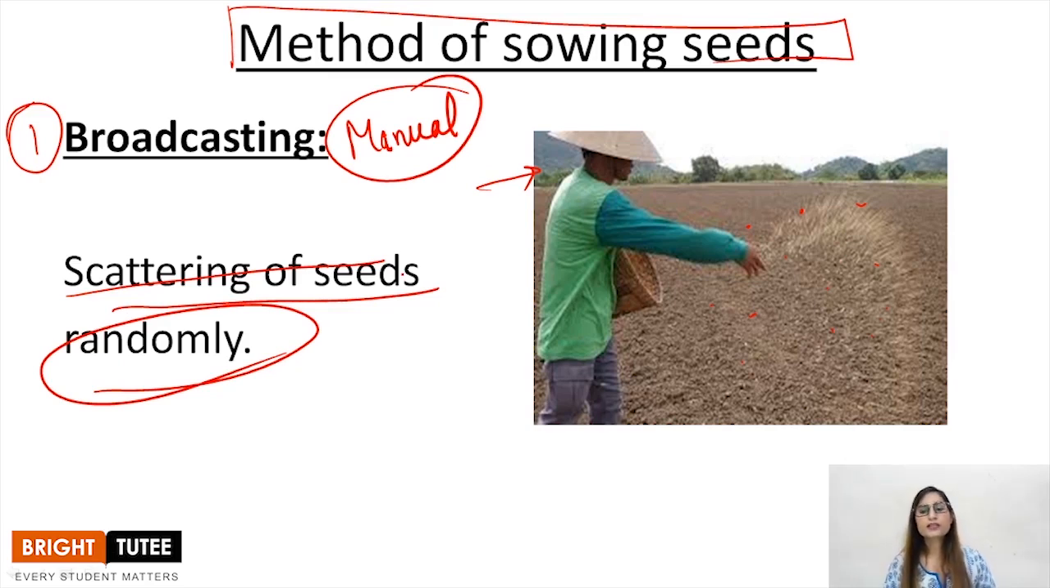You are distributing the seeds randomly, right? This is the easiest thing to do, right? Because you are just distributing it. You are not taking care of the pattern. It is not uniform. It is a non-uniform random scattering of seeds on the field.